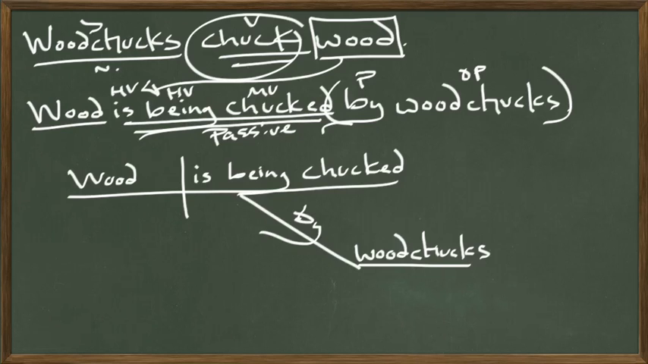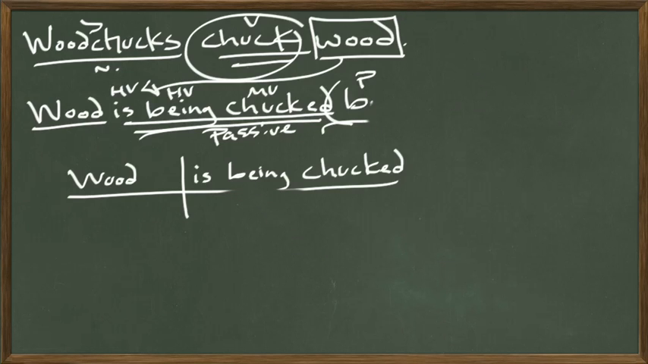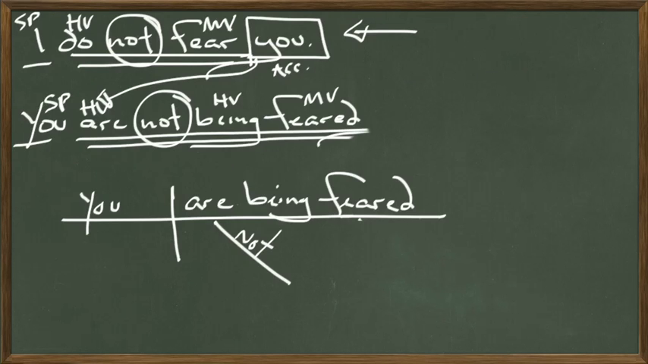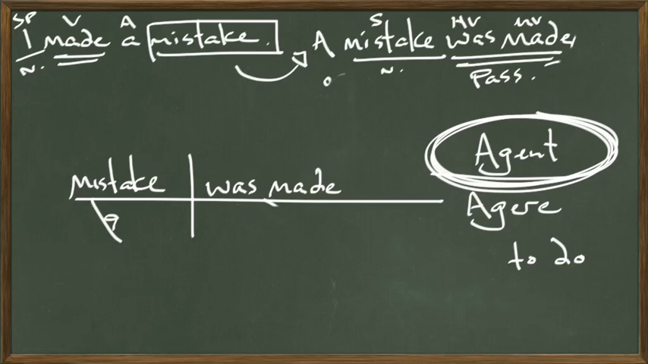Woodchucks chuck wood. Who's chucking the wood? The woodchucks are, but we can eliminate the agent and just say that the wood is being chucked. And now no one is bearing any responsibility for chucking the wood. Who chucked my wood? Oh, I don't know. The wood just got chucked. You can eliminate the agent in a passive sentence.